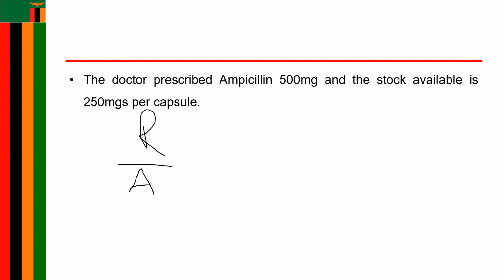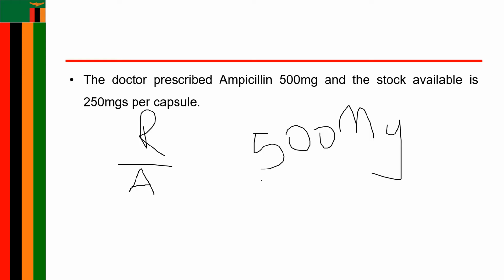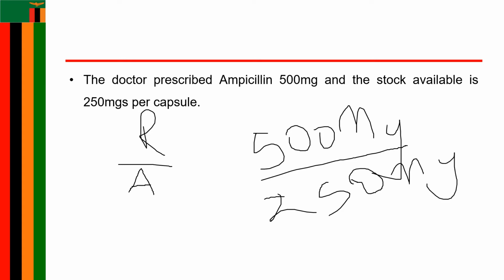In this case the required dose is 500 milligrams. Then the stock available is 250 milligrams. So we are going to divide 500 milligrams by 250 milligrams, which is going to give us 2 capsules.